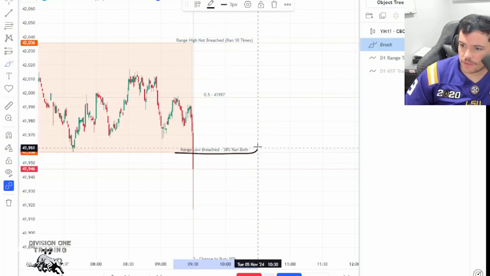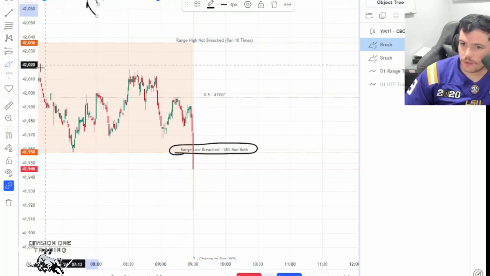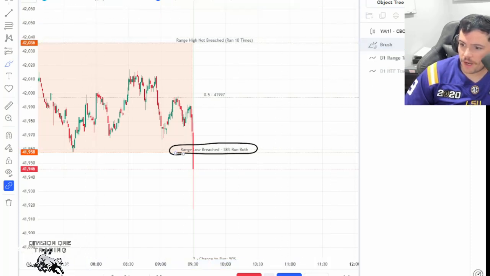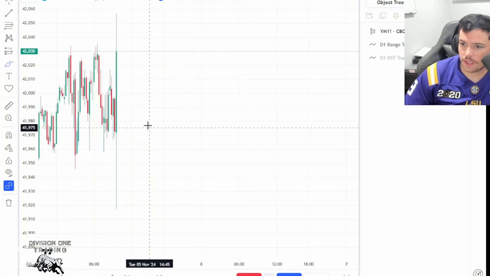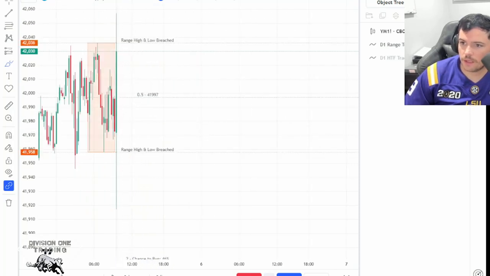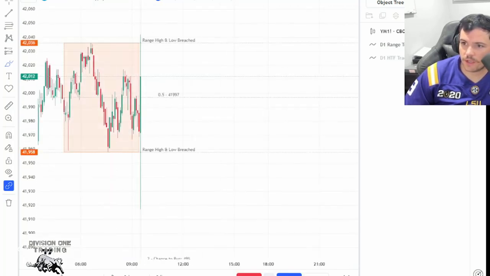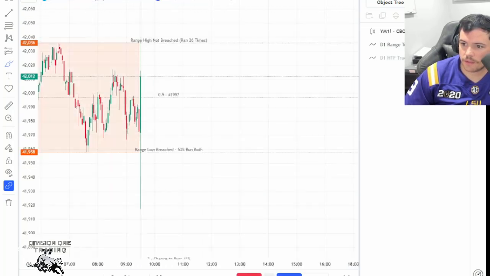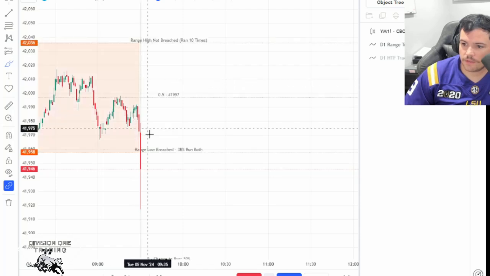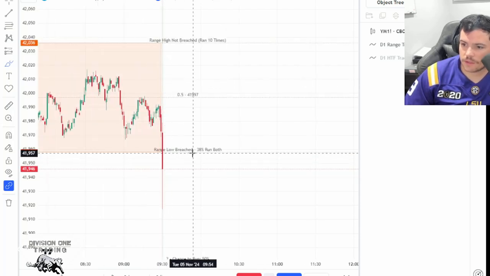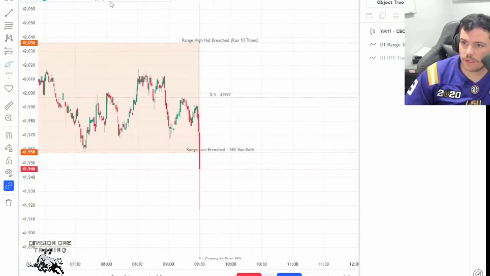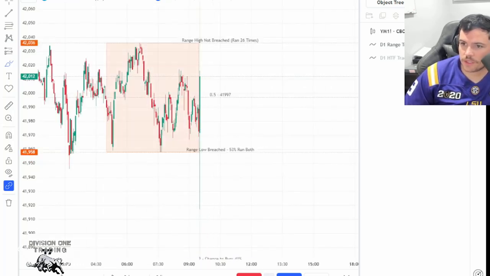So the range low has been breached. It's letting you know that based on the data, we're only on the 1 minute though, but we have about a 38% chance to run both. Now, again, we could go out to the 15 minute and it'll give us more data, but it happened a little bit too fast there. Let's see if we can get it maybe on the 1 minute. The 3 minute gave us 53 and the 1 minute's giving us 38. So we'll just stick with this one. But we know that really it's about a 50% chance.